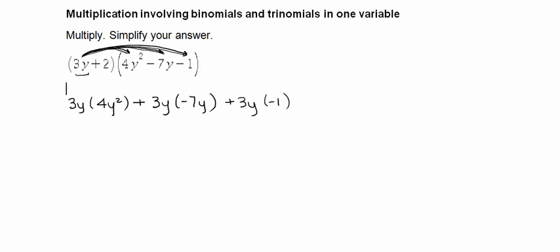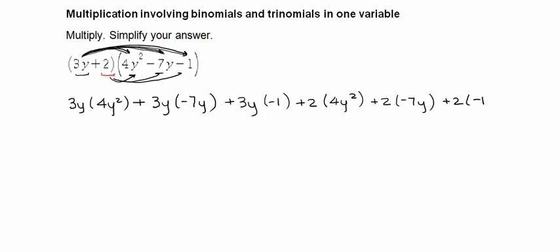The next one I'm going to do is my 2, right? So I have plus 2. I'm going to distribute my 2 to every single term in the second polynomial. So I have 2 times 4y squared, plus a 2 times a negative 7y, plus a 2 times a negative 1. Okay, so now I have a lot of terms, but I just have to keep track of everything, keep it organized, and do my math right.